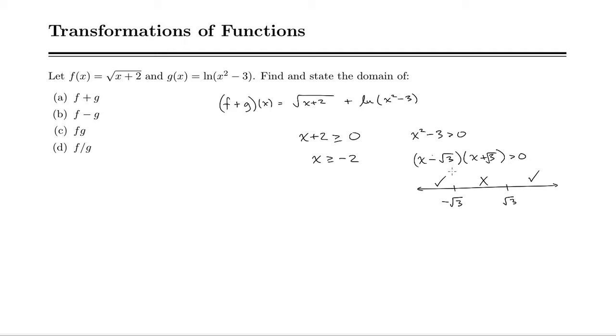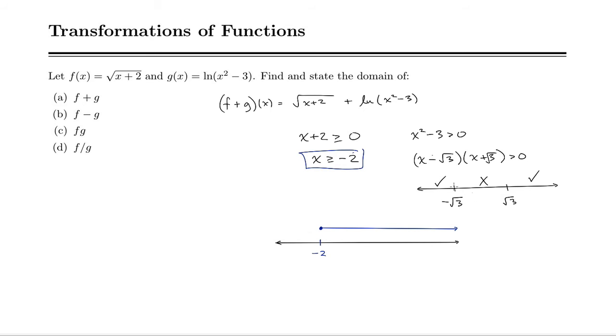So we have two things that need to be true. x has to be greater than or equal to negative 2, and it has to be in these intervals, negative infinity to negative root 3, and root 3 to infinity. So we're going to look at these each on a number line and just look at the overlap. First of all, we'll do x greater than or equal to negative 2. So we'll go to negative 2, and it can equal negative 2, and it can be greater than that. Okay, so those are the possible ones for that.